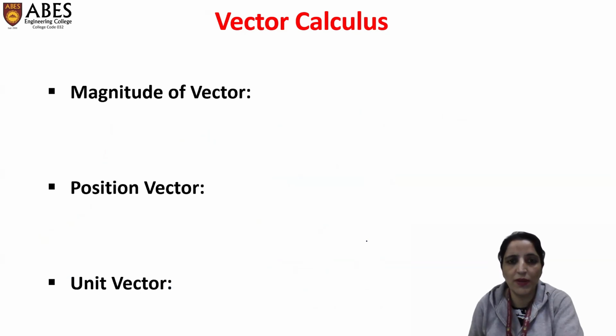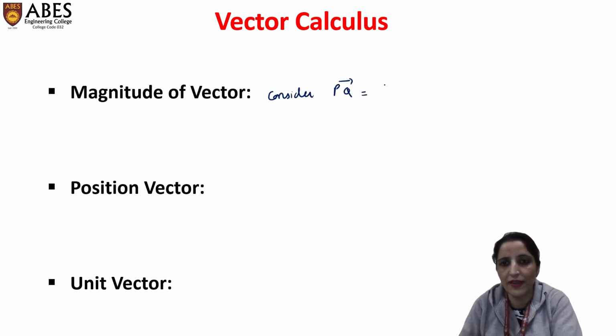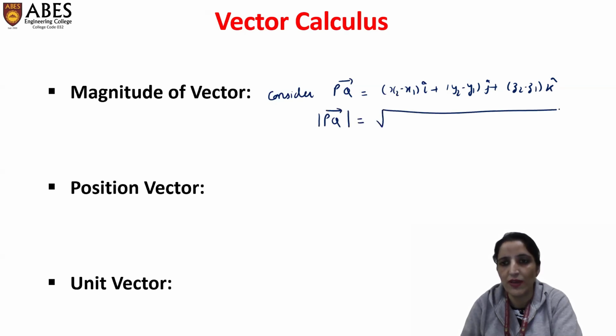So let's discuss the magnitude of a vector. Now consider PQ vector as discussed in the previous slide, that is (x2 minus x1) i, (y2 minus y1) j plus (z2 minus z1) k. Then the magnitude of this vector is denoted by the modulus symbol, and its value is, under the root, using the distance formula, (x2 minus x1) square plus (y2 minus y1) square plus (z2 minus z1) square.